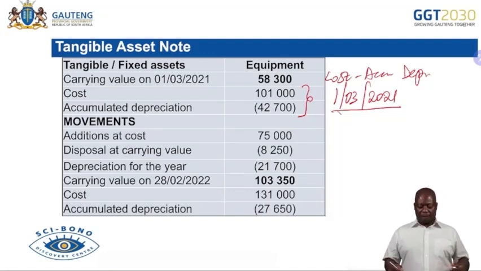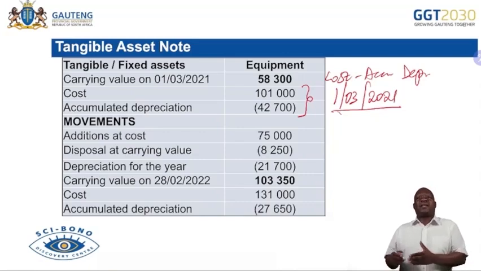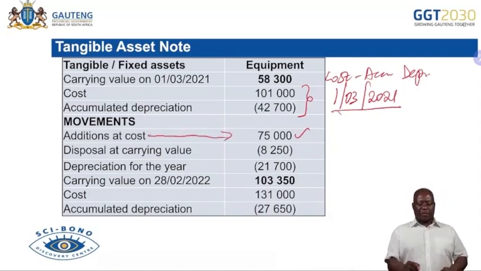We are okay. Let's check what happened during the year now. These are what we call movements. Very easy, because there are 3 movements that take place. We need 1, additions, from the word add. They are added. Plus. So, was there any equipment bought during the year? Yes. On 30 November, after disposing that equipment, they bought new equipment to the value of 75,000. So there we are. This is where it goes. It's an addition at cost. An addition means plus.